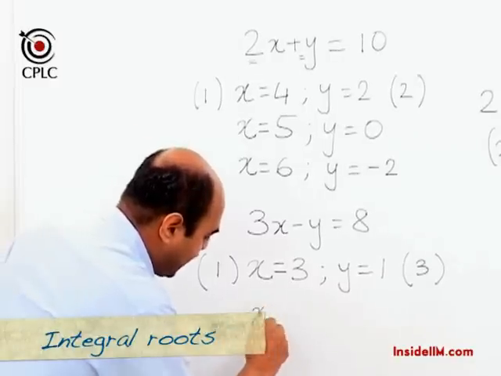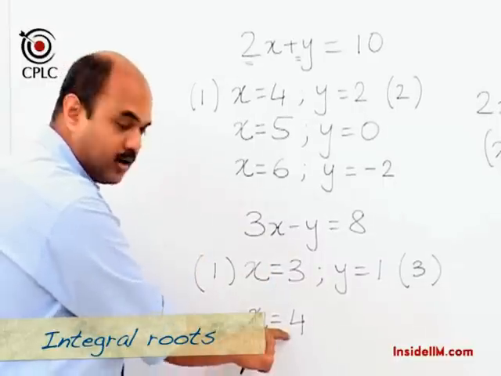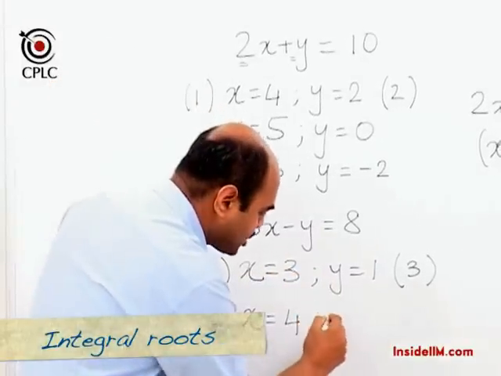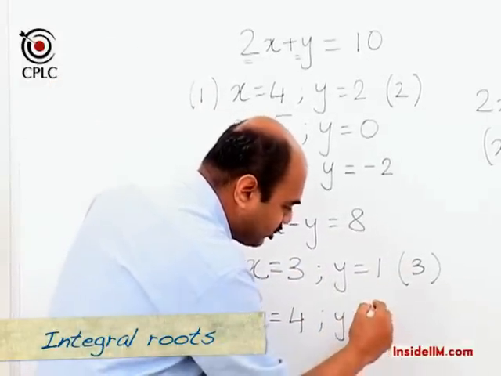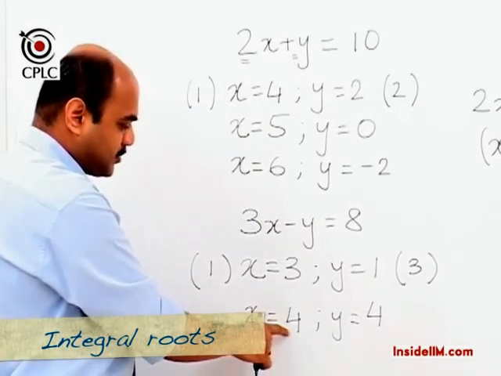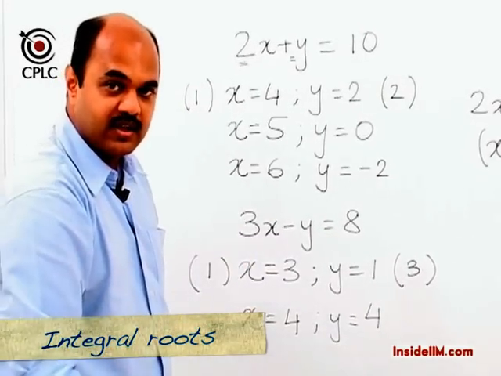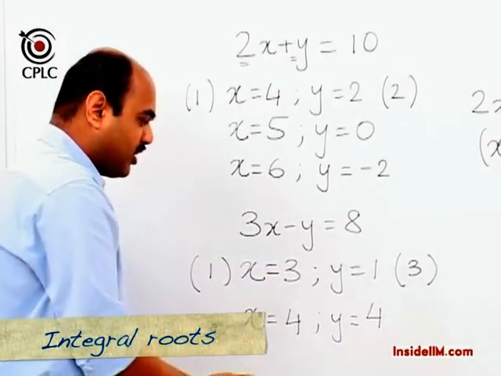So if we change x to 4, that means 3 into 4 would become 12. Y has to increase by 3, which means y would become 4. And now if we substitute x equal to 4 and y equal to 4, we notice that it satisfies. We can move on in this manner.